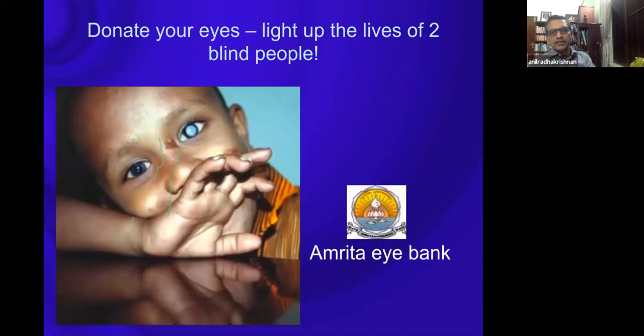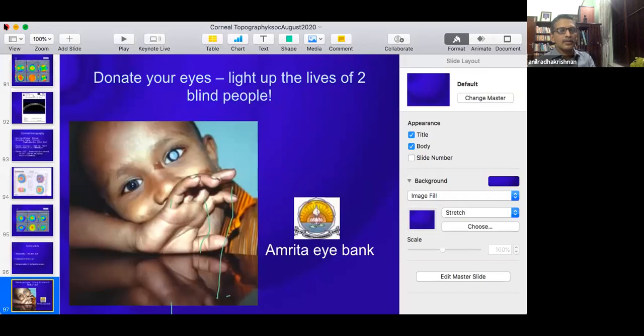So that is about the tomography system. Okay, fine. Do you have any doubts regarding that? Before I go to anterior segment OCT, I would take doubts from the tomography system.